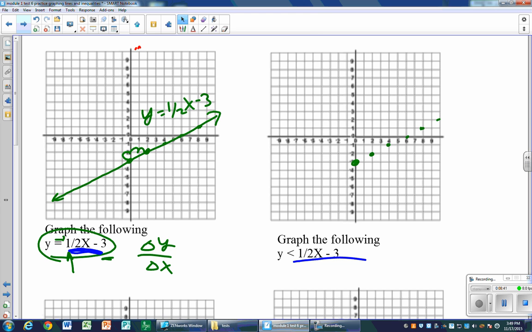Now here, am I going to do a line? No, because this is an inequality. For less than, it is dotted or dashed, whichever you want to do, and that is solid.